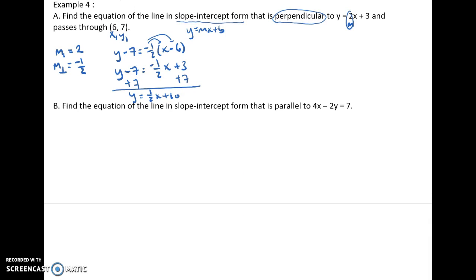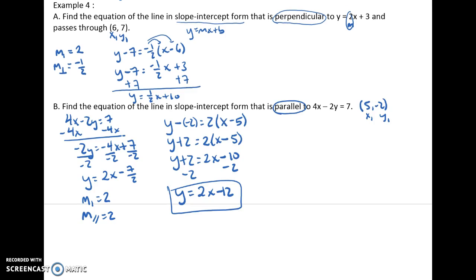Oops, and of course what would be helpful is to know what point it goes through, so it's going to go through the point 5, negative 2. There you go. Now you can try that out. Okay, double check your work. So I actually had to solve for y to figure out my slope, which is 2. It's parallel, so I'm using the same slope, using that point I added in for you for x1, y1, point slope form, and then I want the answer in slope-intercept form, so distribute, subtract 2, and I got my answer.